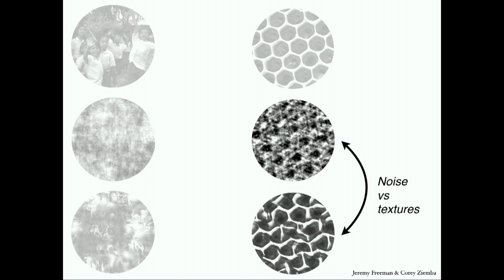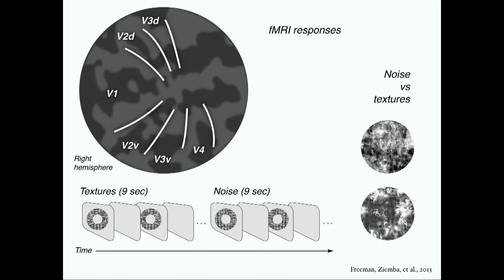The first comparison we make is between the responses to textures and noise, which is what we looked at when we looked at the responses of cells in V2. So the experimental design is extremely simple. You have a block of naturalistic texture, a block of noise. You exchange the two every 9 seconds, and you look for a synchronous modulation associated with that exchange.